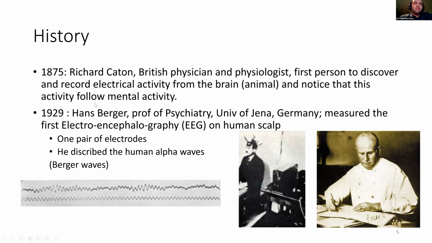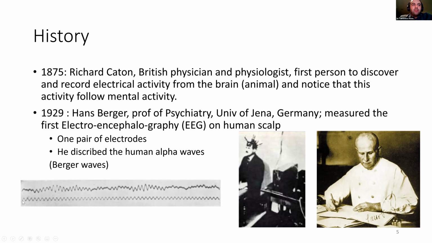Some years later, there was Hans Berger, who was a psychiatrist and a professor at the University of Vienna. So he was able to measure the first electroencephalography on a human scalp. So he put just some electrodes; this is his device and his laboratory. He started with 2 electrodes on the scalp, and he was able to measure this signal.